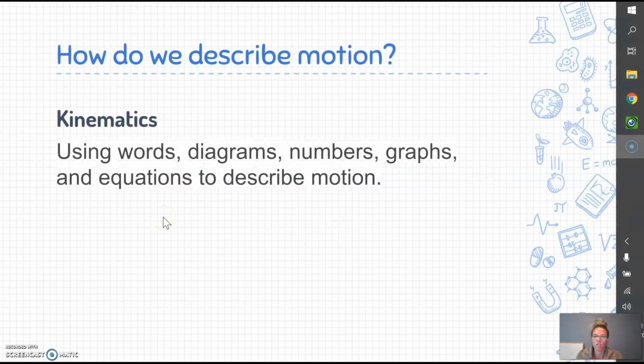So, words that describe motion. This whole unit is centered around this word, kinematics, where we can use words, diagrams, numbers, graphs, and equations to describe how an object moves. So kinematics is the study of motion.